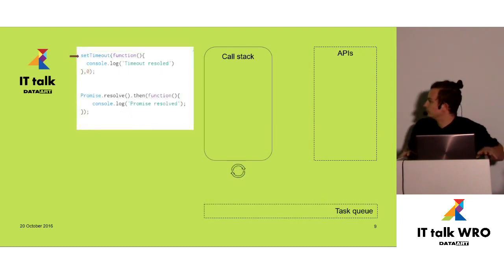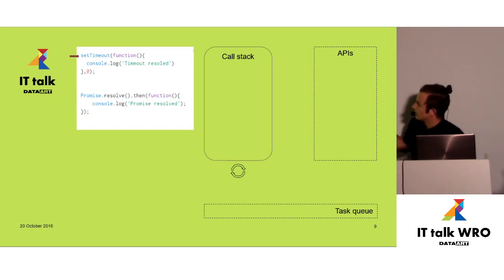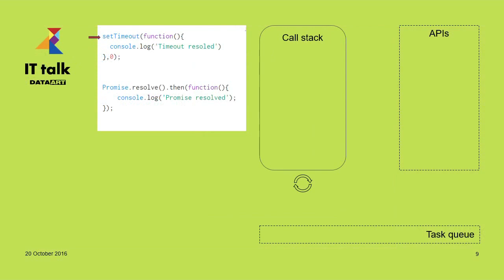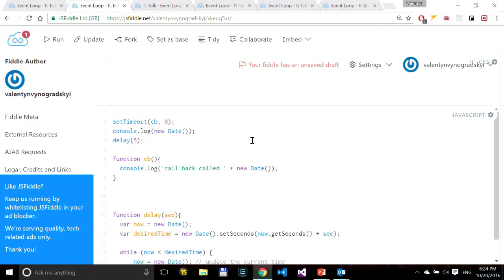Let's look at this example, and let's try to predict with things we already know. Set timeout calls the APIs. It moves the function for 0 seconds to APIs. Then promise resolve moves to APIs. Then they move to the task queue. Promise moves to the task queue. And then the call stack. And our log should look like timeout resolved and promise resolved. I know there is a typo, sorry. But let's try to execute it.